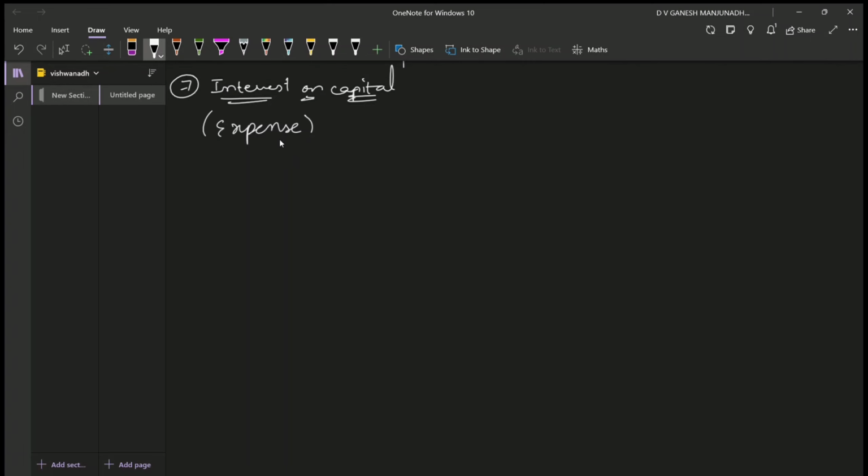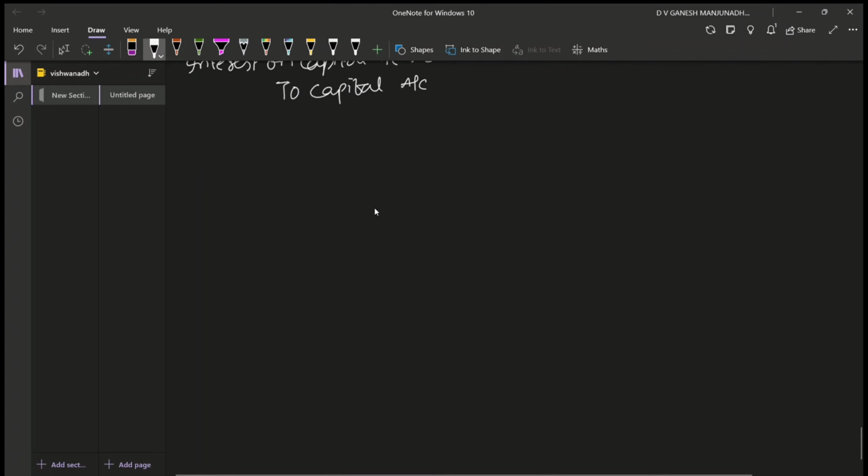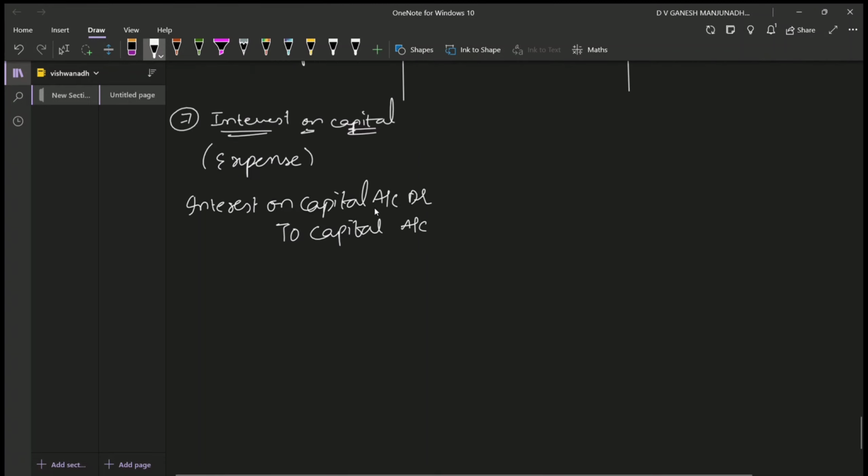Okay, let us write the adjustment entry, which is what? Interest on capital account debtor to capital account. Okay, this would be the adjustment entry, because it is an expenditure, that is why we have debited, and it is to be added to capital, that is why we have credited the capital account.